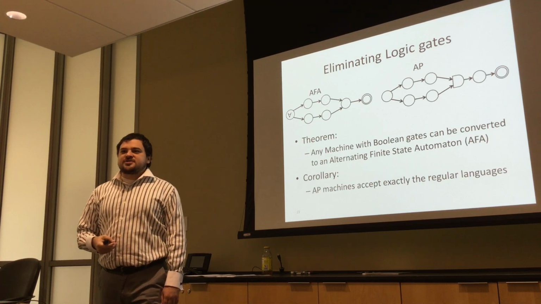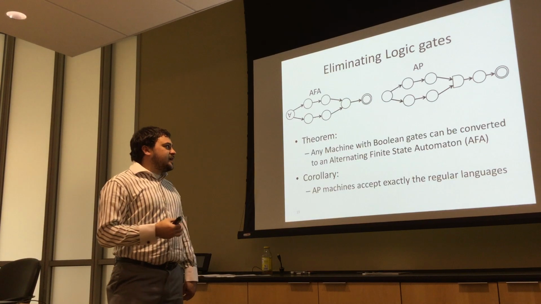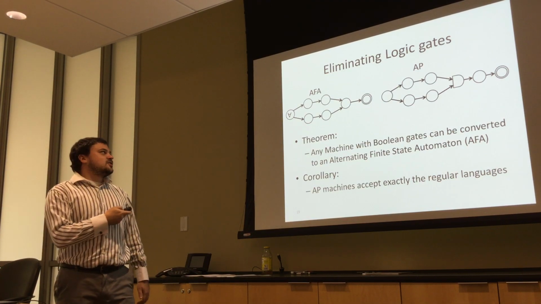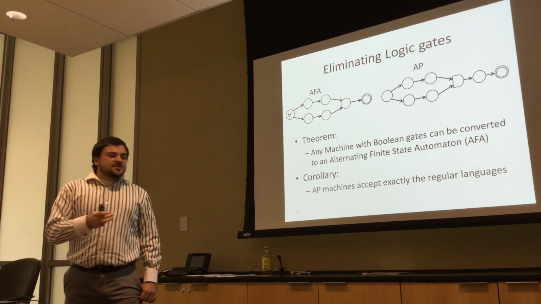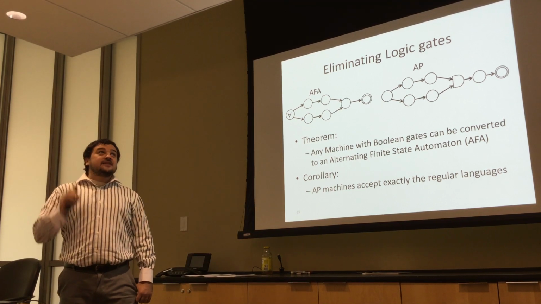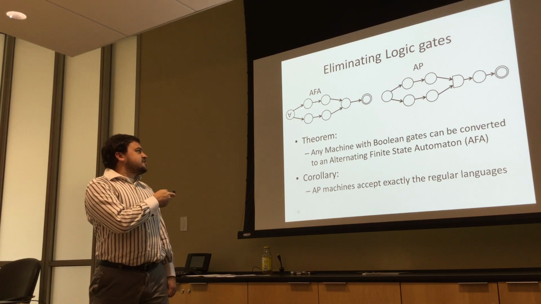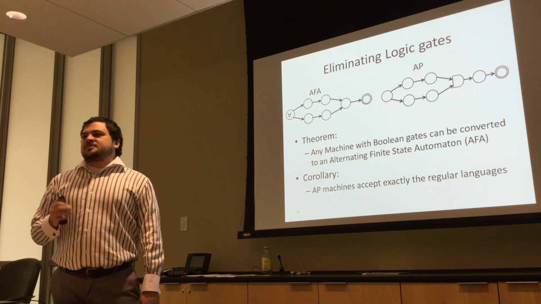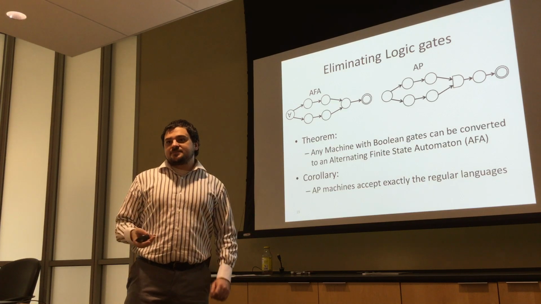To answer this question, I'm going to compare these automata with access to Boolean logic gates to a generalization of non-deterministic finite state automata called alternating finite state automata. For a non-deterministic finite state automaton, if there are two transitions emanating from a particular state, then that automaton will accept provided there exists a path outgoing from there which accepts.